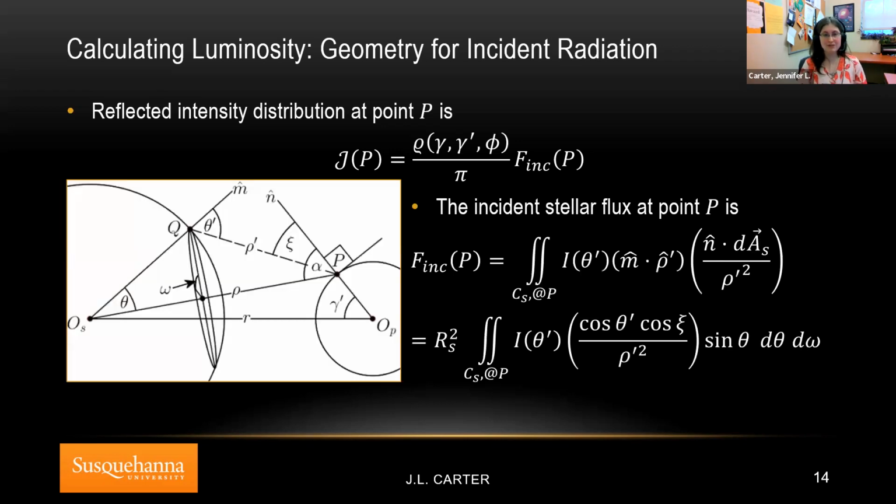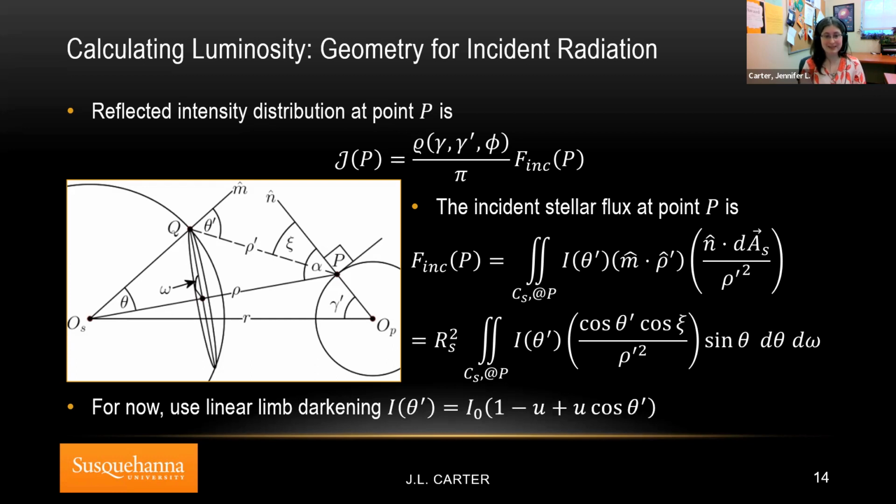Well, we do a little bit of trigonometry, geometry, and integration. Shown here is our host star and our exoplanet. The incident light at point P here depends on the intensity of the host star as a function of theta prime. For the purposes of this talk, we're going to again keep it relatively simple and assume linear limb darkening, where U is our limb darkening coefficient. So we take this light coming from some point Q on our host star. We need to project it towards point P using this dot product here.